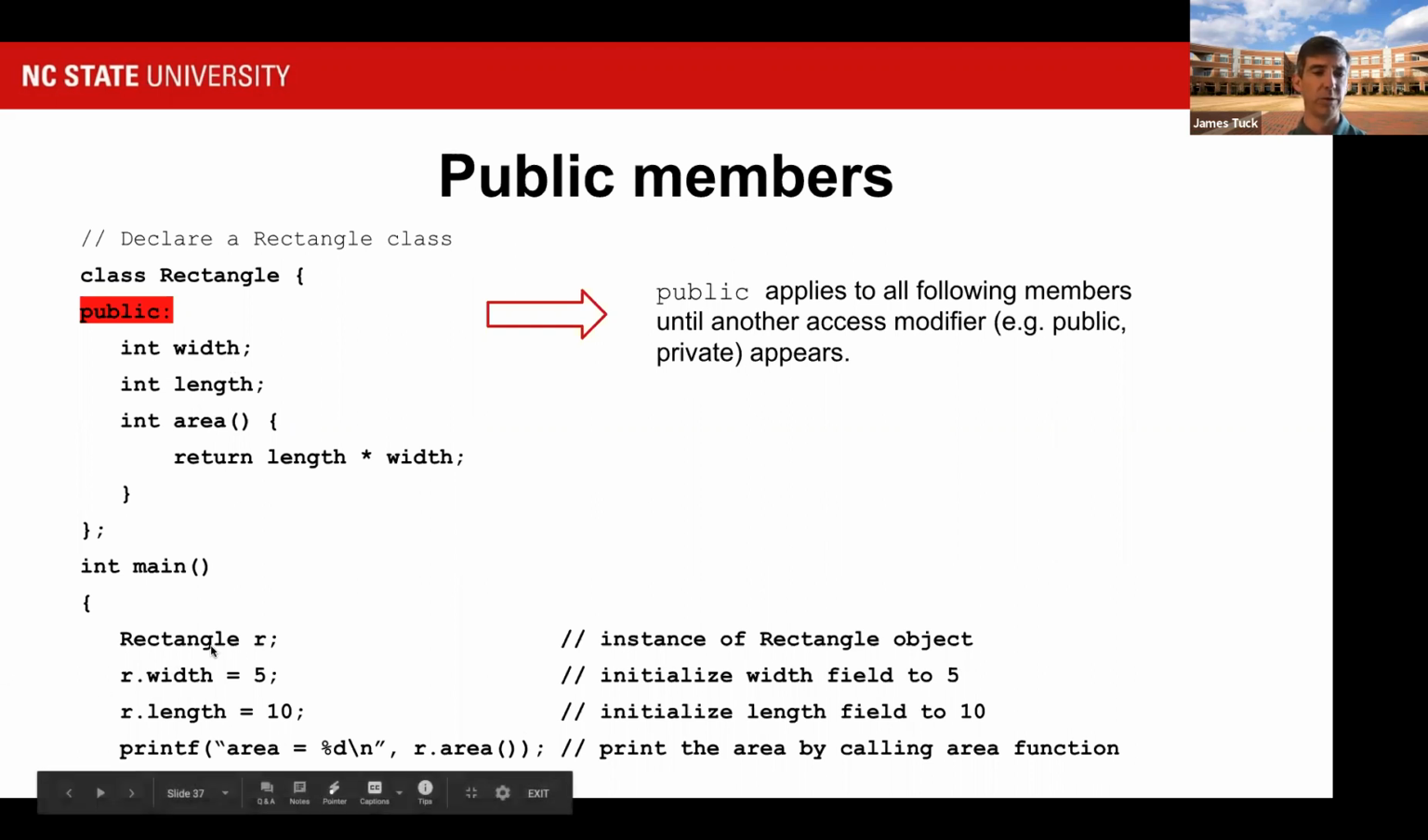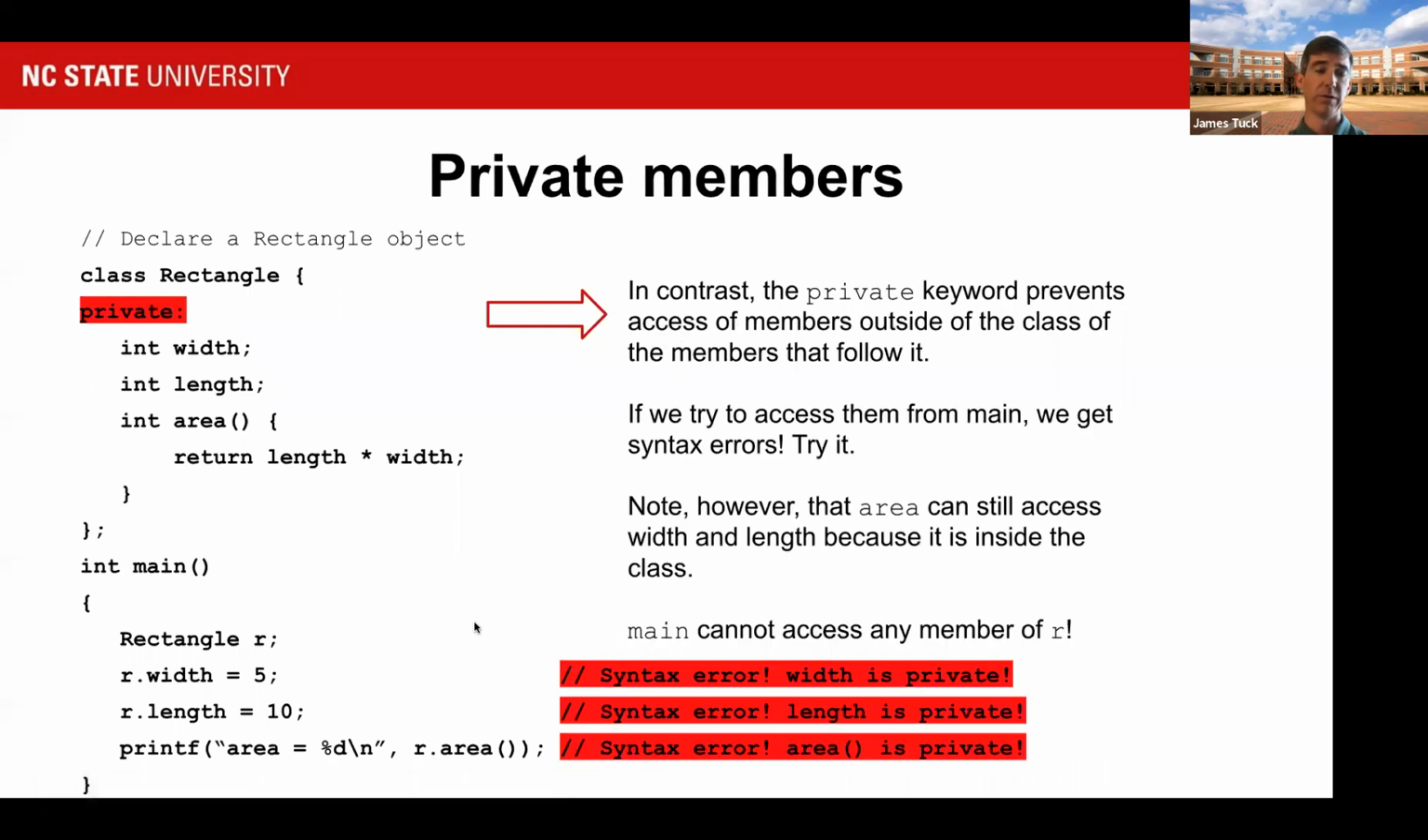And that's exactly what we do in main, right? We create a rectangle object R, and then by accessing the width or the length of this class, I can modify it, and then I can also call the area function to print it out. Now, on the other hand, if I had put private there, then what that says is that the access of private members outside of the class is illegal, and that's a syntax error if you try to do it.